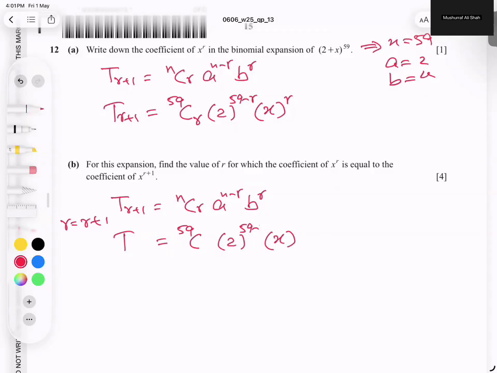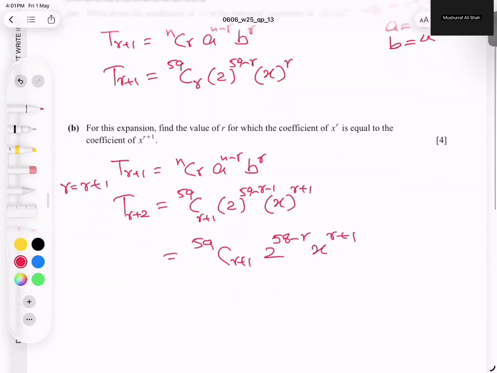So we're looking for r plus 1. So here I'm writing r plus 1. I place here 1 plus 1, I get r plus 2. And here r plus 1, here r plus 1, and here r plus 1. So r minus 1 becomes... So basically I'm getting 59C r plus 1, and 2 to power 58 minus r, and x to power r plus 1.